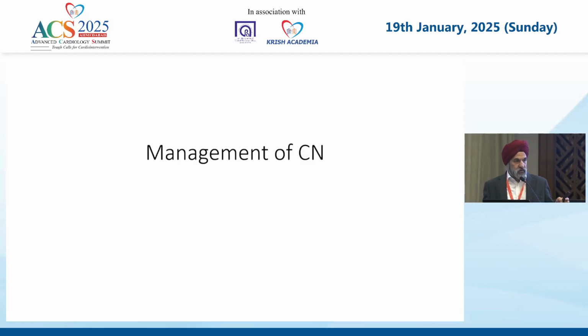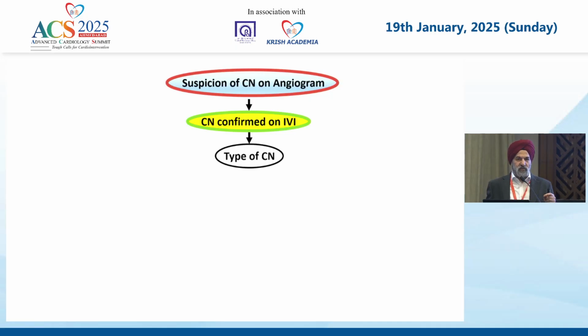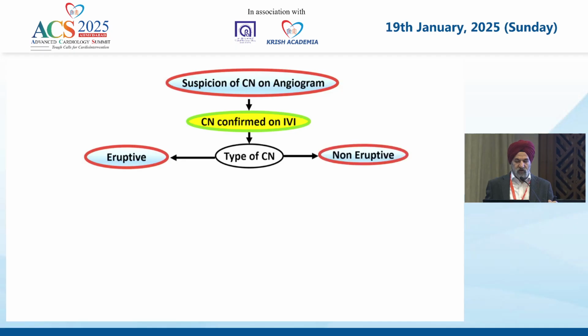Now, having talked about LCBI, let's come back to the calcific nodule and see how we go about managing these calcific nodules. There's a simple algorithm which I've made. If you have a suspicion of a calcific nodule on angiogram, the first thing you do is coronary imaging. It's the intravascular imaging which is going to confirm the presence, and you define what kind of nodule this is. Is this an eruptive nodule or a non-eruptive nodule? And your approach thereafter is going to be dictated by the type of nodule which you picked up.